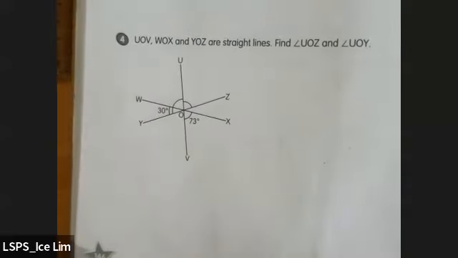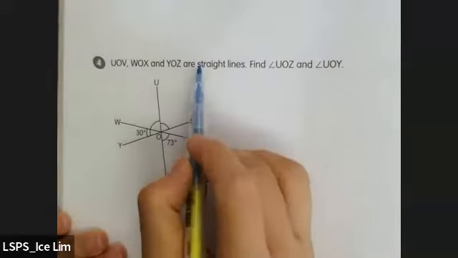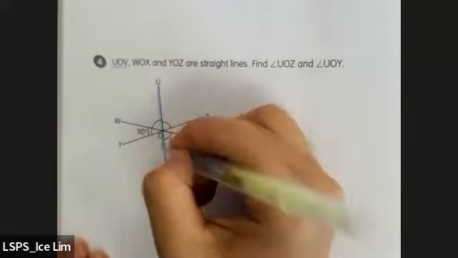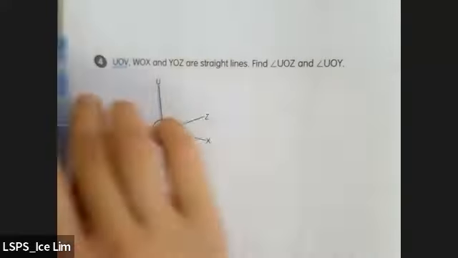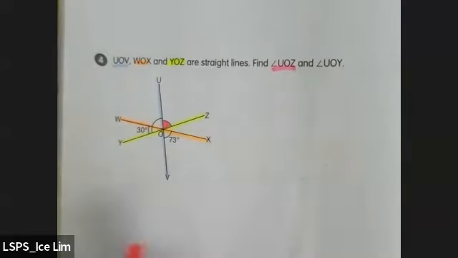The best way is to really calculate it out. Use the information that is provided. Where are the straight lines? UOB here, WOX here, and YOZ here. Three colors here. Once I see the three colors, I try to block up to see if I find the X, or I find the X already, I can recognize the vertically opposite angles. The angles that I'm supposed to find are UOZ here, and UOY. UOY is an overlapping angle.